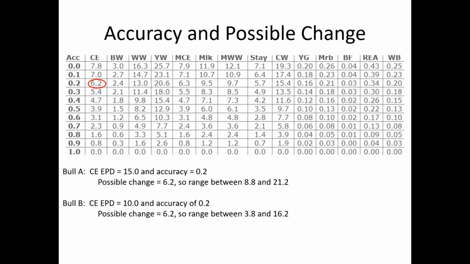So as Jackie said, the possible change covers 2/3 of the time the true value will lie somewhere plus or minus that possible change. But that also means by default that 1/3 of the time it will actually lie outside of that range.